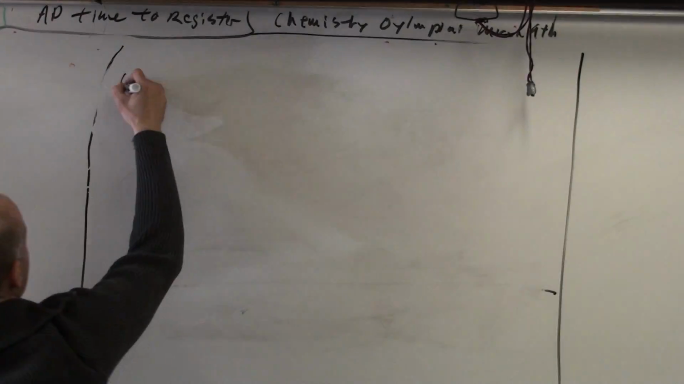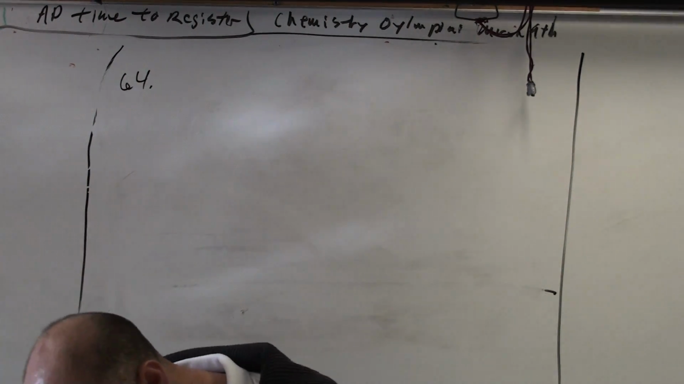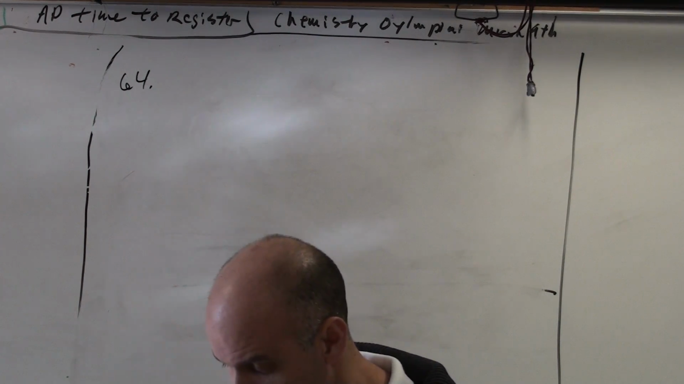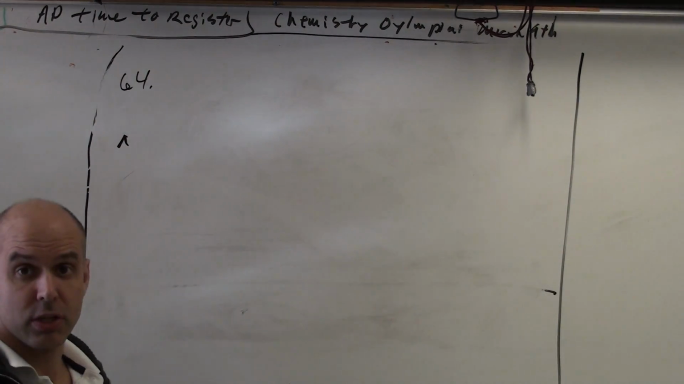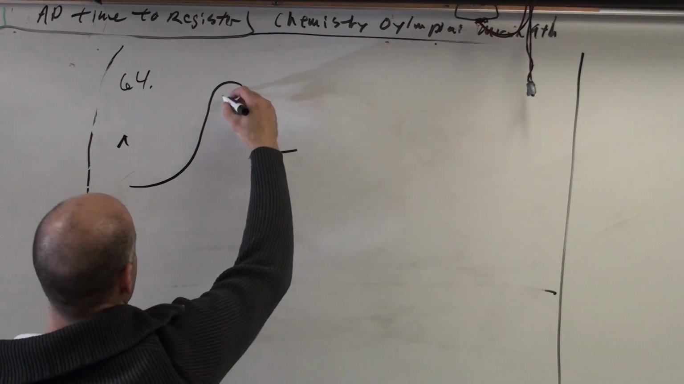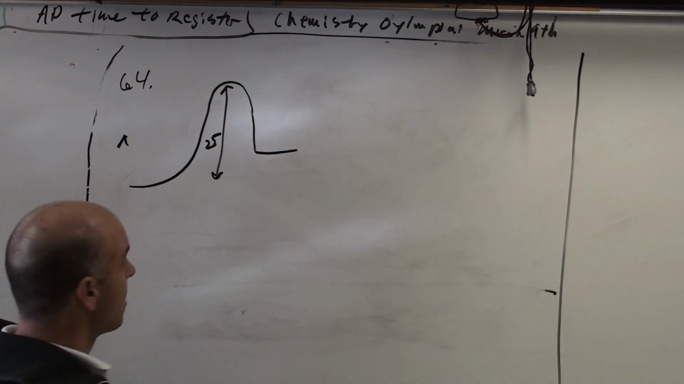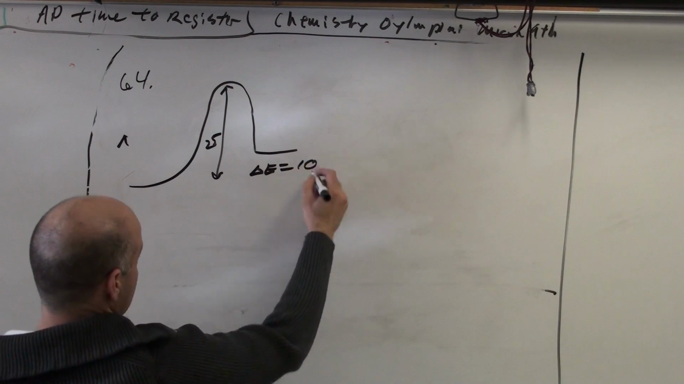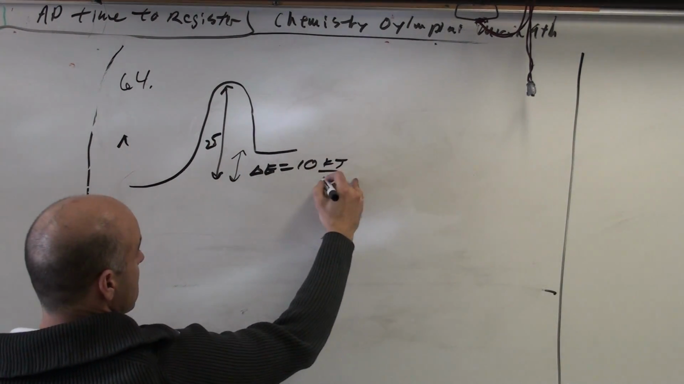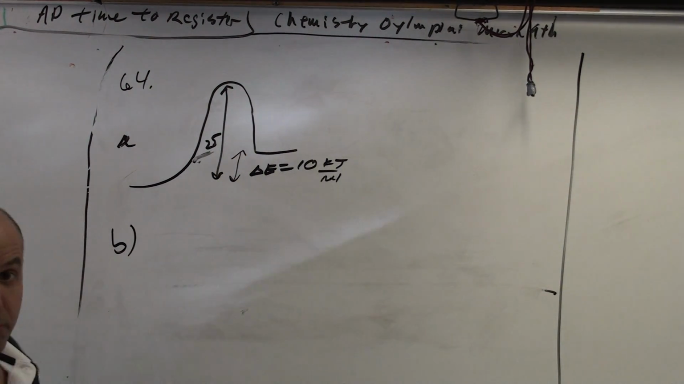Number 64, we are drawing reaction coordinates, and the first one has a delta E of positive 10 kilojoules per mole and an EA of 25 kilojoules per mole. So if the activation energy is 25, it means our hill must be 25. And because it's a positive delta E, this height between our reactants and our products must be 10 kilojoules per mole. That's A.